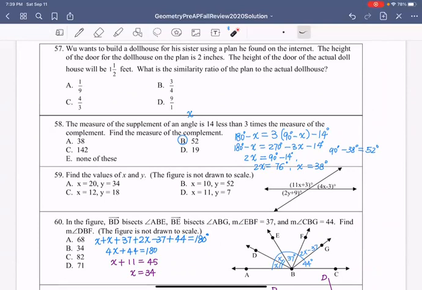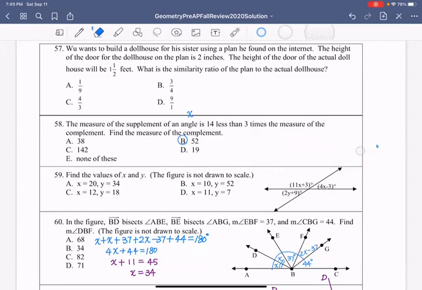Felix. Let's see 58, okay? Go ahead. Read the question. The measure of the supplement of an angle is 14 less than 3 times the measure of the complement. Find the measure of the complement. I want to teach everyone about working on the word problems.